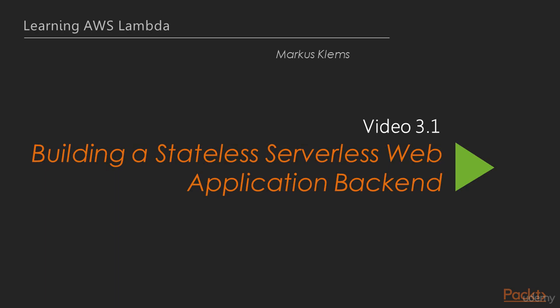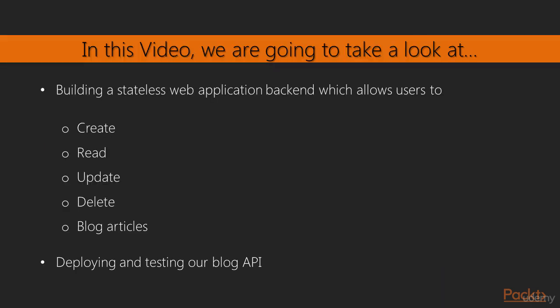Now let's get started with the first video in Section 3, in which we are going to build a stateless backend for our serverless web application. In this video, we are going to build a stateless web application backend, but don't worry, we'll add a database later. The application will allow users to create, read, update and delete blog articles. Then we will deploy and test our little blog API.